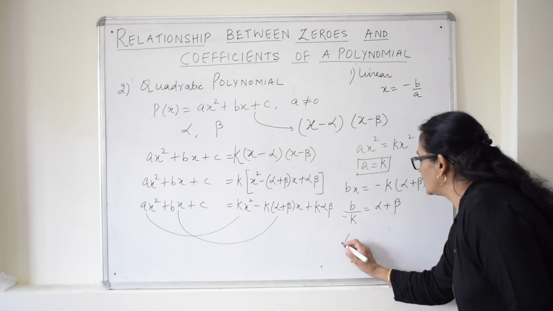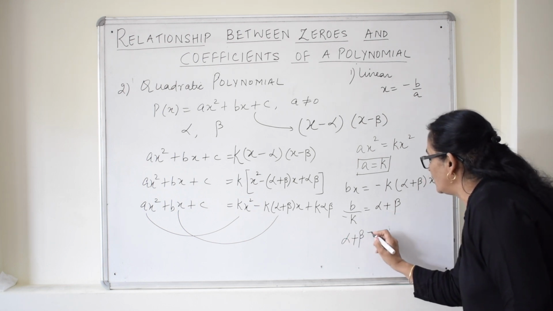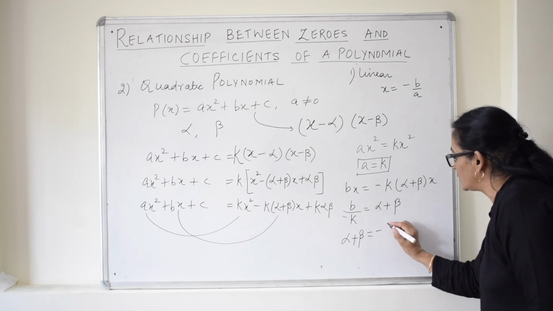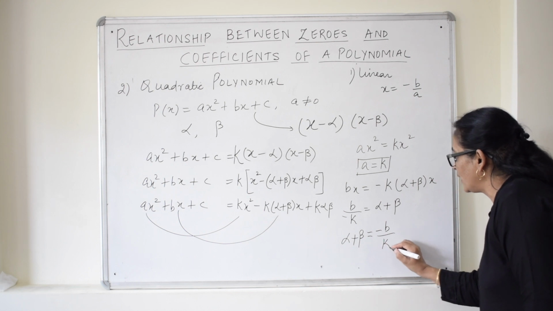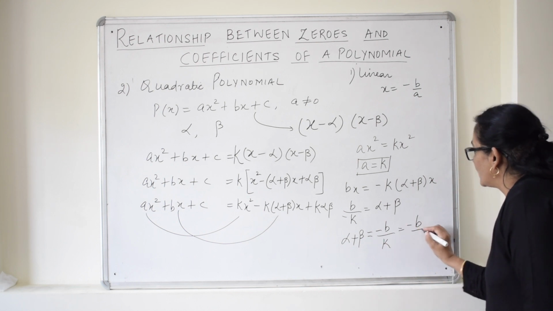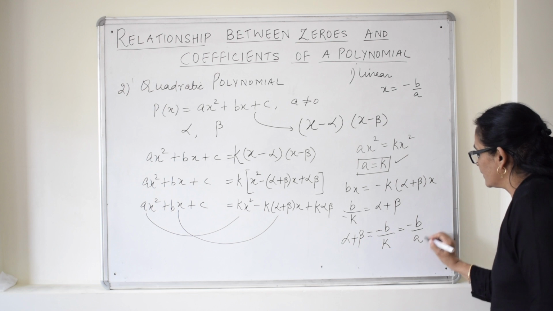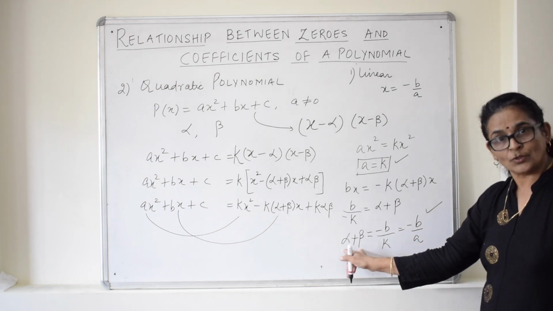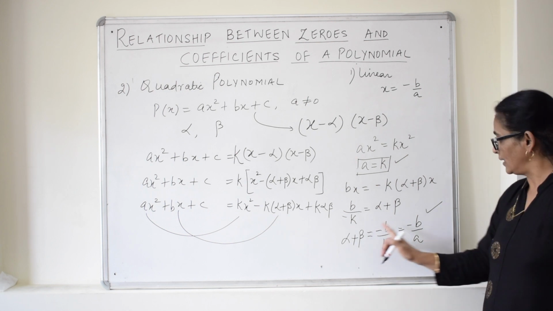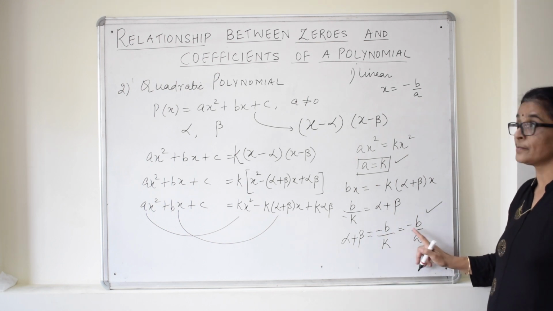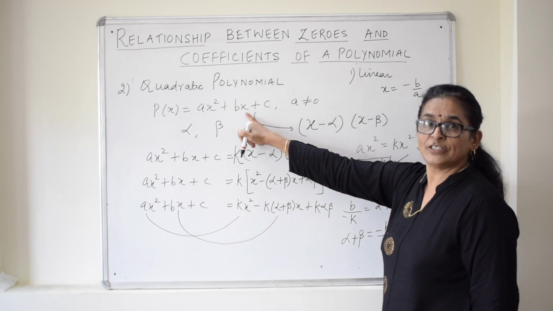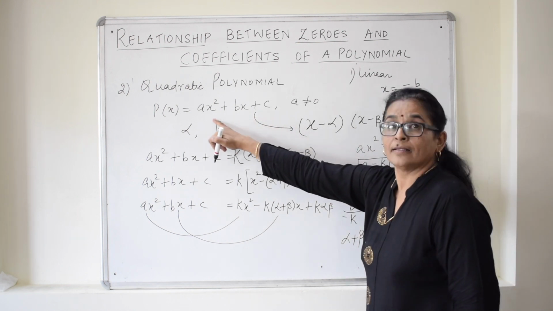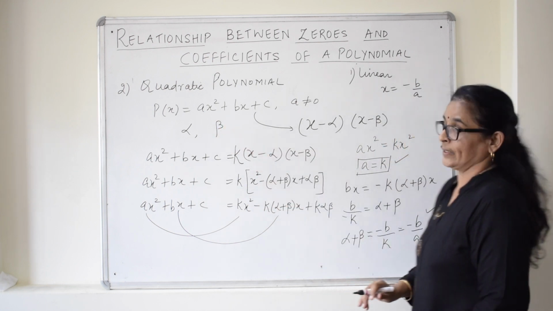So sum of the zeros of the polynomial is b upon minus k, can be written as minus b upon k. But what is k? K is equal to a. So this relation we have got, that the sum of the zeros of a quadratic polynomial is equal to minus b. What is b? The coefficient of x upon a. And what is a? The coefficient of x square.